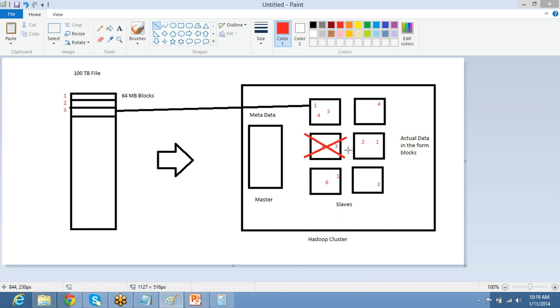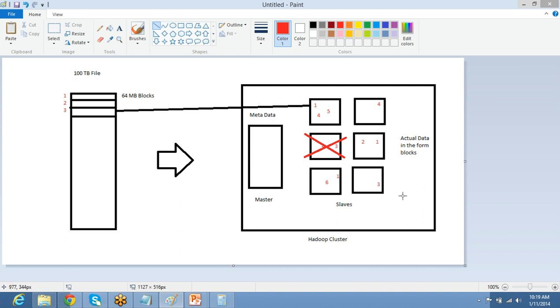So what will you do? If I talk about the storage level, your data won't be lost. You won't lose any data. Your data is available in the cluster on some other machine. So this is the exact meaning of fault tolerant. Prince, clear?